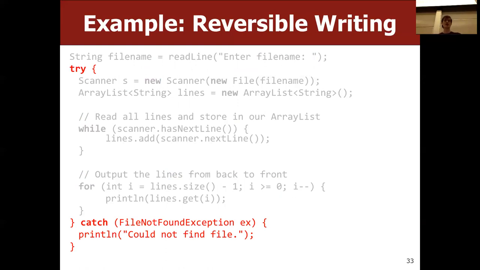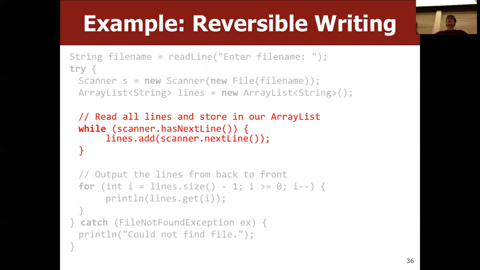And then inside the try, that's where the magic happens. So we're going to make a new scanner, just like you all are used to. And then we're going to make a new ArrayList, and this ArrayList is called lines, and it's going to build up all the lines in this file over time. So when we read all the lines, we're going to say, while scanner has next line, we're just going to add next line to the ArrayList, and then another one, and then another one, and another one.